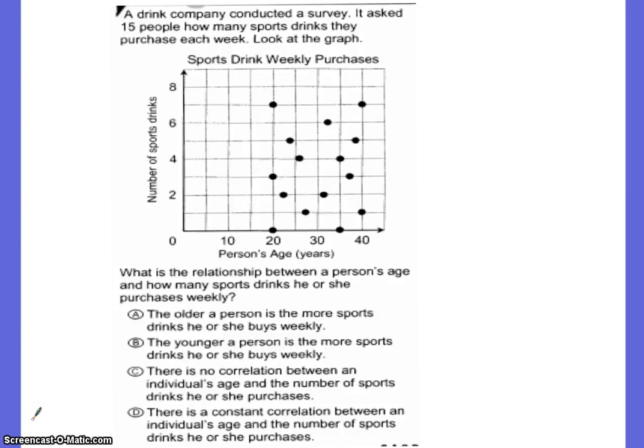This is Algebra 1, S1P7, number 1. A drink company conducted a survey. Remember, you don't have to read what's above that. What is the relationship between a person's age and how many sports drinks he or she purchases weekly?